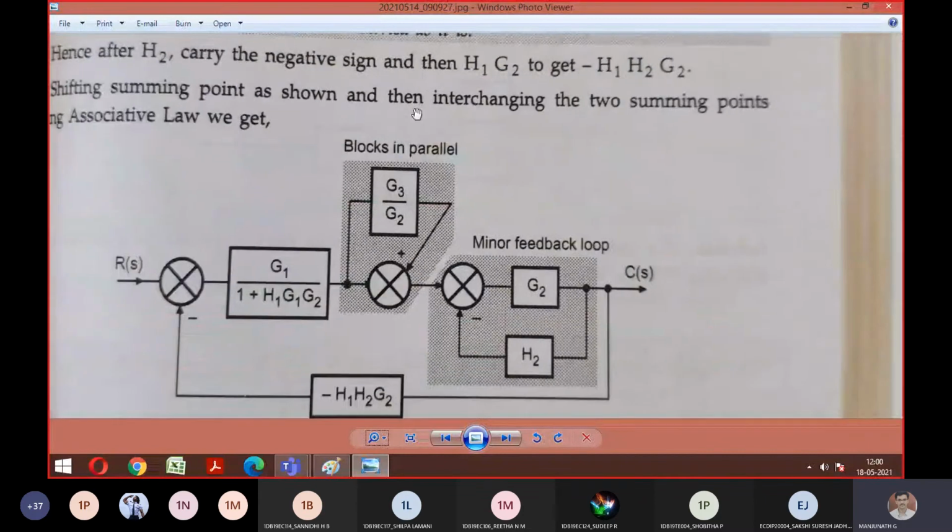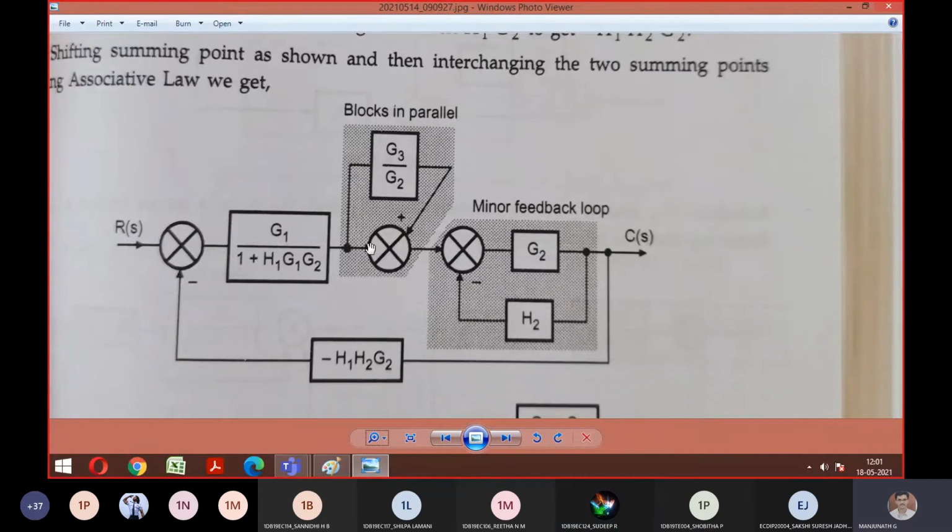So this is a parallel block, right? So G3 by G2 is there. So it means you are going to do parallel. So if nothing is there, what should you take? One. Good. So this block becomes 1 plus G3 by G2. Okay? Then what is going to happen for this? This is going to be G2 divided by 1 plus G2 H2. Okay?